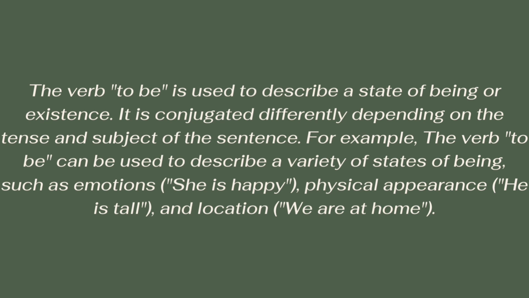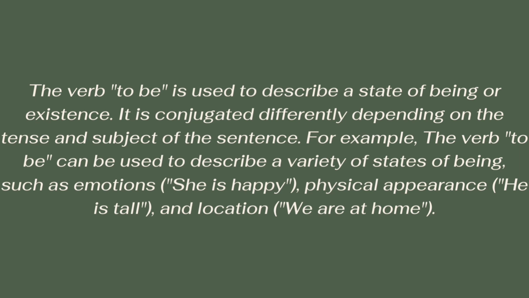The verb to be is conjugated differently depending on the tense and the subject of the sentence. The verb to be can be used to describe a variety of states of being, such as emotion, she is happy, physical appearance, he is tall, and location, we are at home.